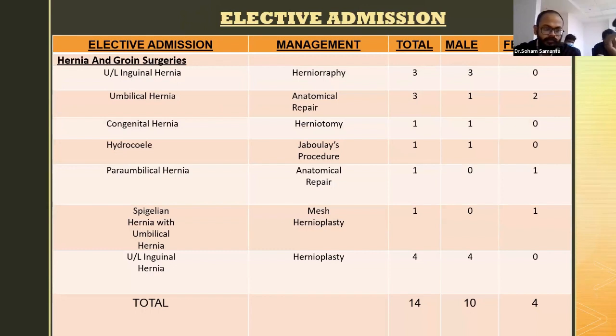What is your criteria to select a patient for doing herniorrhaphy versus hernioplasty? You have 3 cases of herniorrhaphy, 4 cases of hernioplasty. So this was like surgeon's choice. Surgeon's choice. It is not patient profile. It is only surgeon's choice.